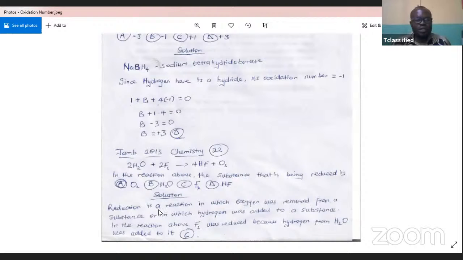Okay. So reduction in a reaction is a reaction in which oxygen has been removed. So when you have oxygen removed from any compound, then we're talking about reduction. Or in another case, if you have hydrogen being added to that very compound, that has also been reduced. So fluorine here has hydrogen added to it, so it is reduced.